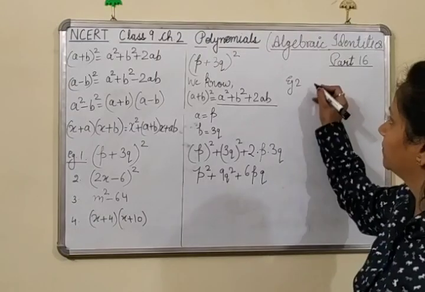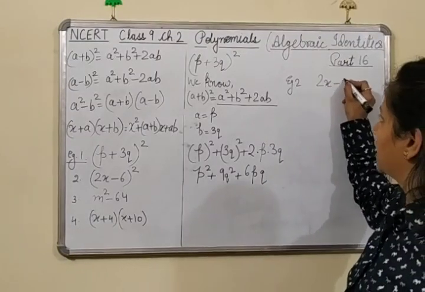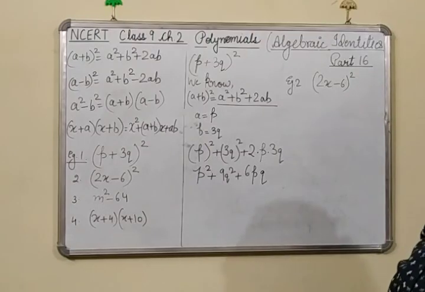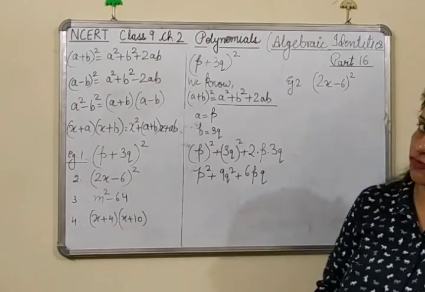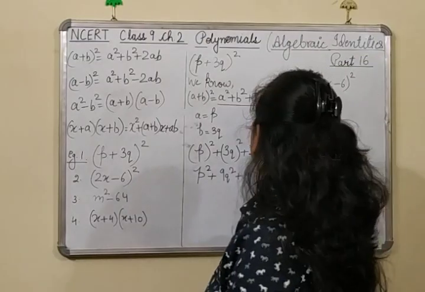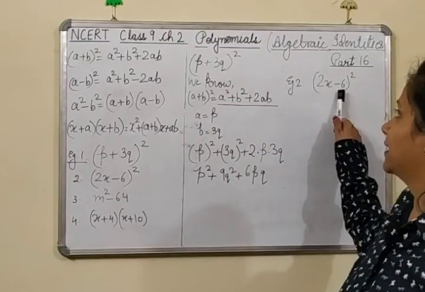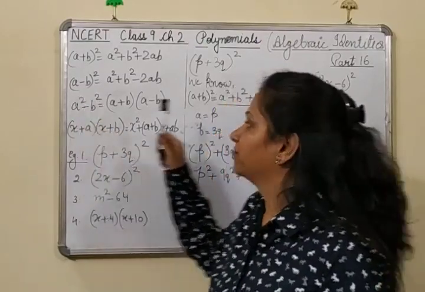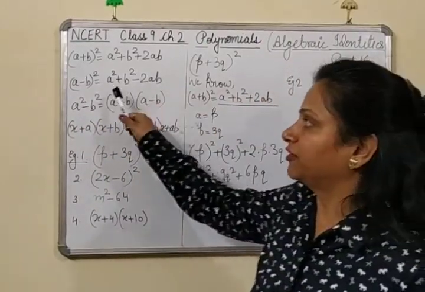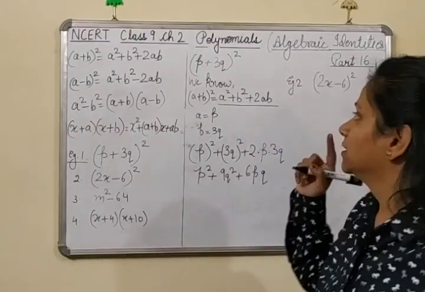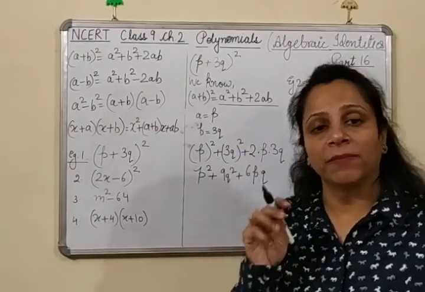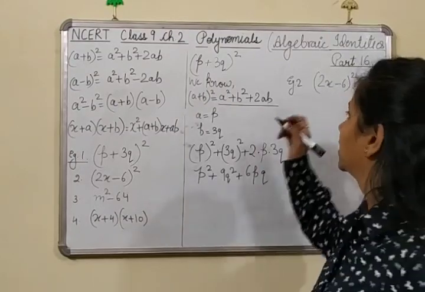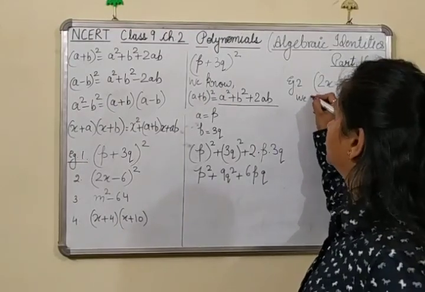Here only we can do, that is (2x minus 6) whole square. Now look at all the four identities and just find out which form it is of. So when we see it is (2x minus 6) whole square, and it is (a minus b) whole square, that means this is of this form. Always remember that you have to mention the identity that you are using. Always remember this thing.